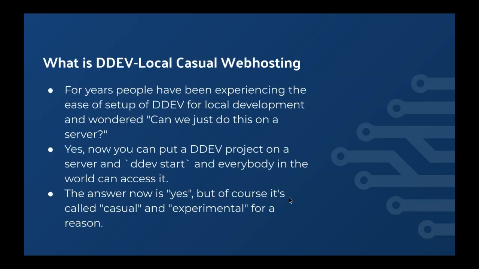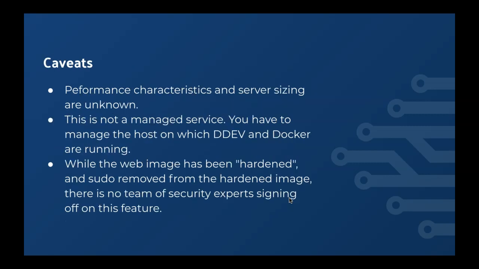So people have been liking DDEV local for a long time. They do the local development, they do a DDEV config, they do a DDEV start, and they say, there it is. And they can change PHP versions. Each project can have a different one. It's way easier than a normal server setup. So people say, can we do this on a server? And yes, now you can put a DDEV project on a server and DDEV start, and everybody in the world can access it. So there's a reason, though, that it has casual and experimental all over it. So we're going to take a look at the caveats on it.